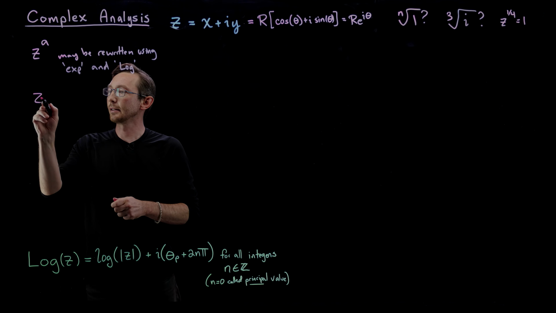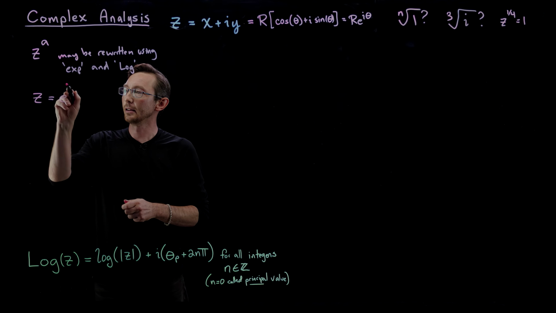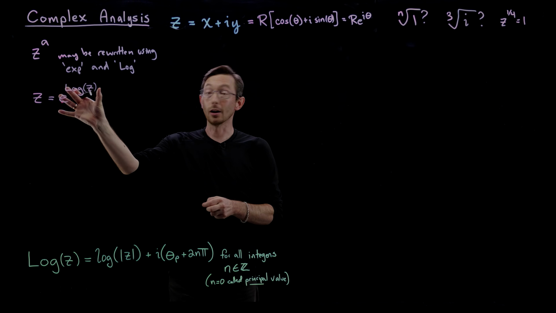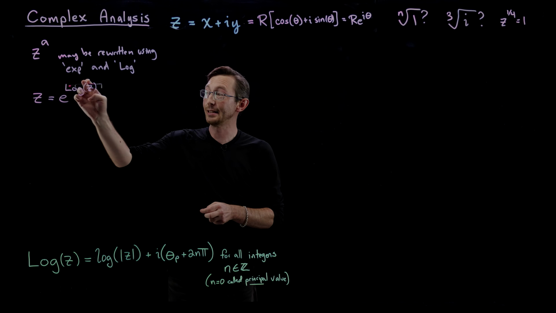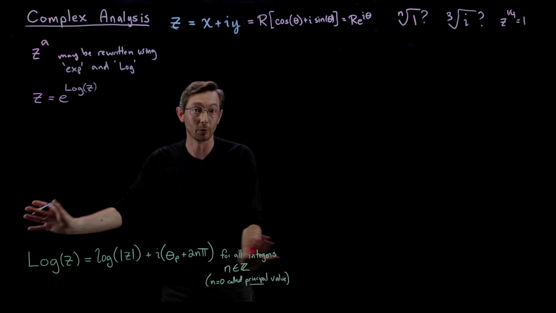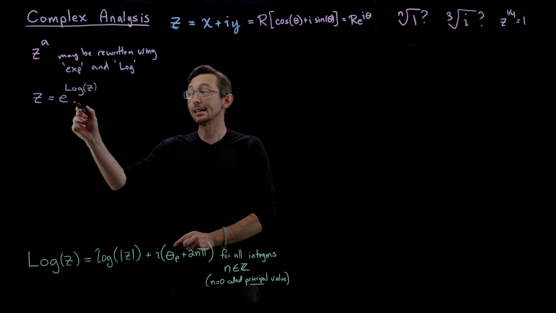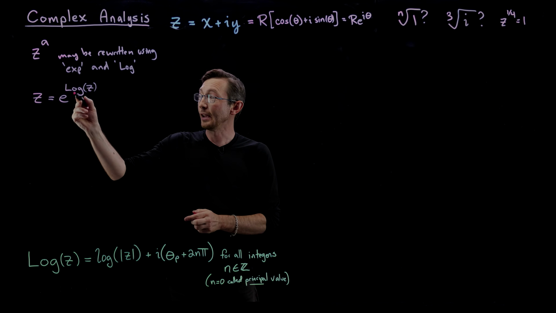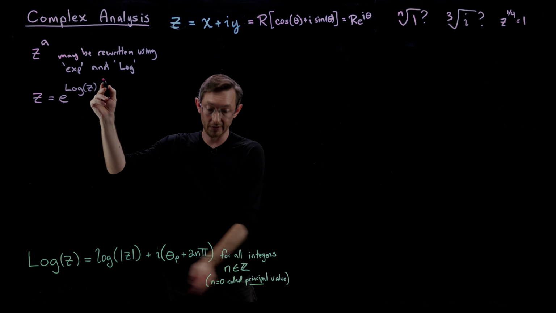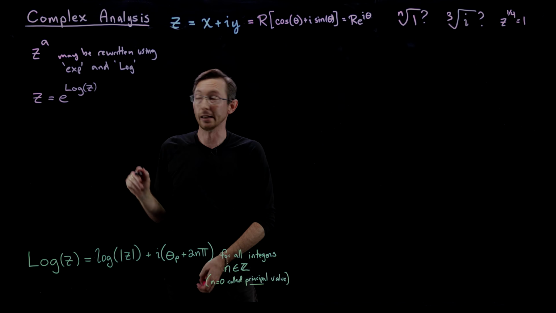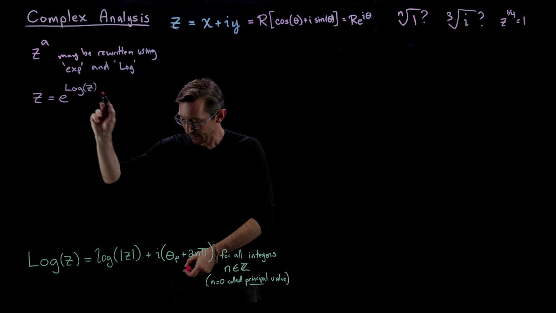So z is going to equal e to the log of z. Log of z is infinite valued, but e to that only has one value. I'll explain this again in a way that's less confusing. So this is definitely true because log and exponential are inverse functions. If I take the log of z, all of these values, but then I exponentiate any one of them, I recover z. So this is definitely true.